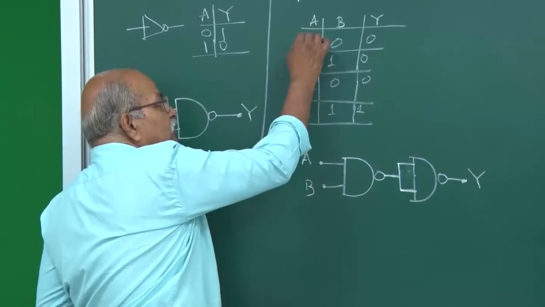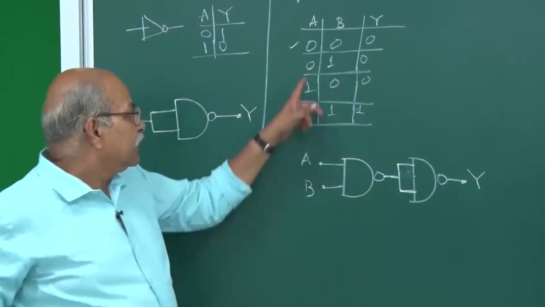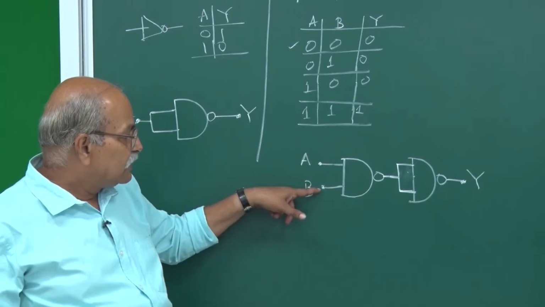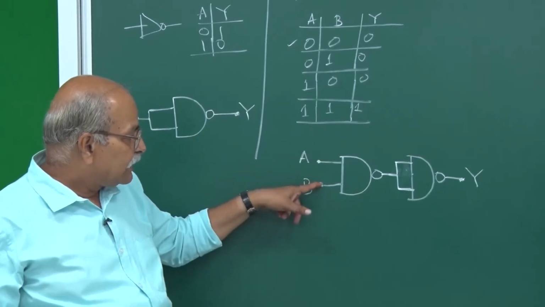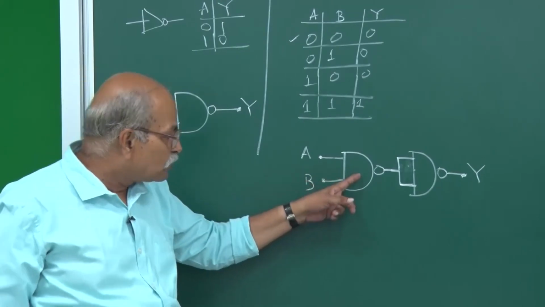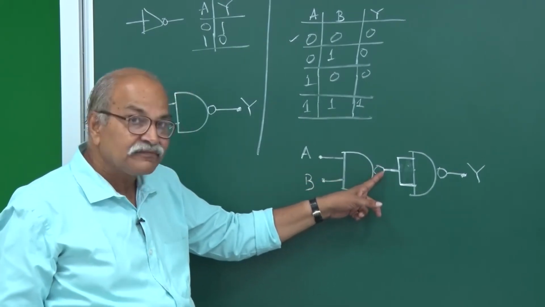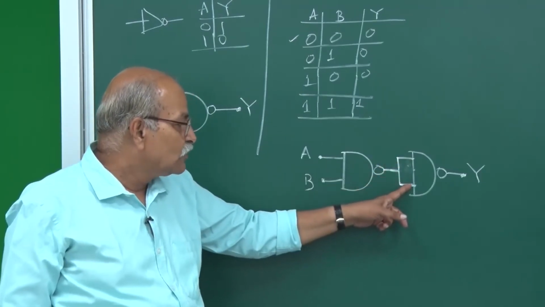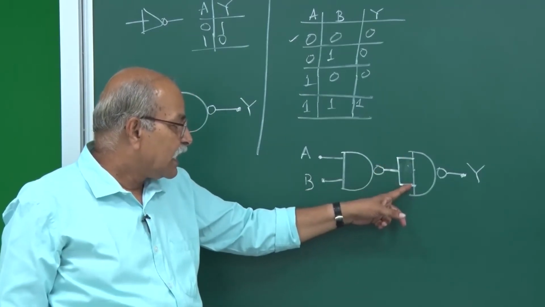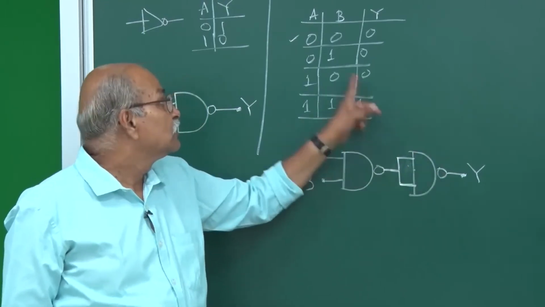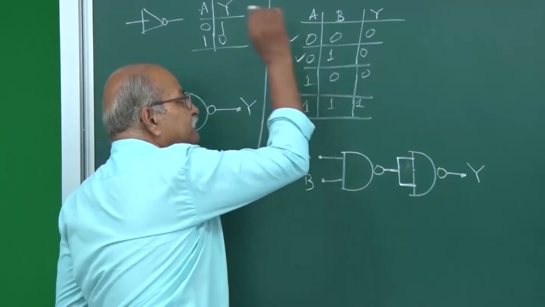So, this is done. Now, let us see this one. A is 0, B is 1. So, A is 0 and B is 1. 0 and 1. AND gate will give me 0, and therefore, NOT of that will be 1. And so, here it goes 1, here it goes 1, and 1 and 1, AND will give me 1, and NOT of that will give me 0. So, this is 0, that is fine.